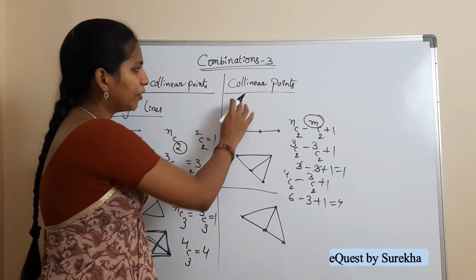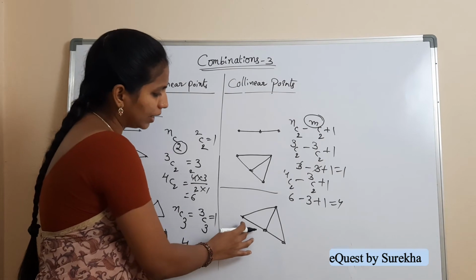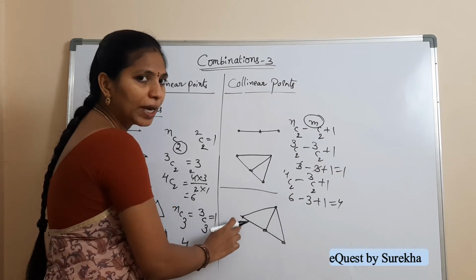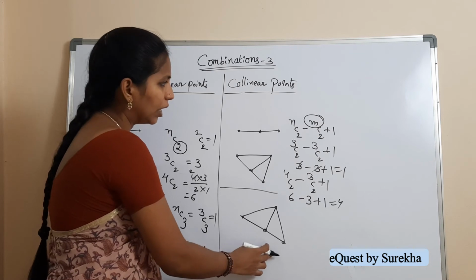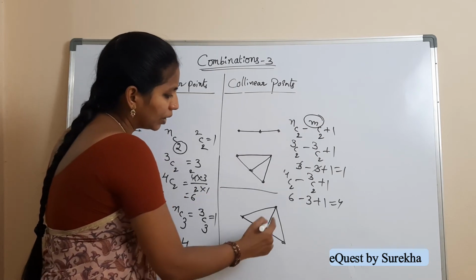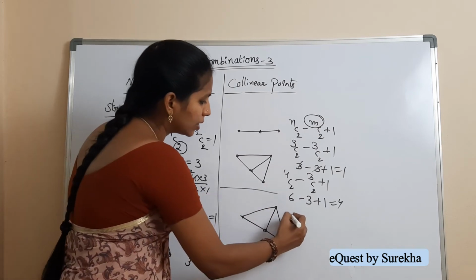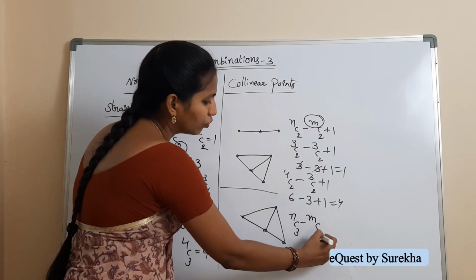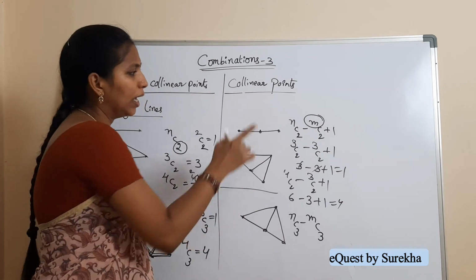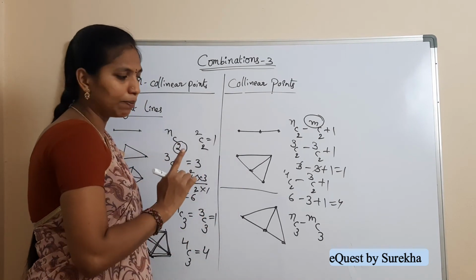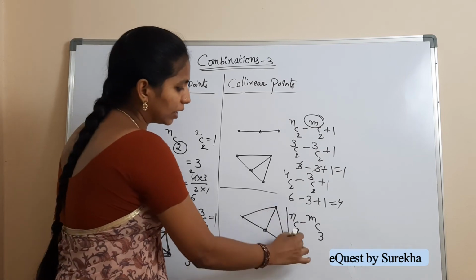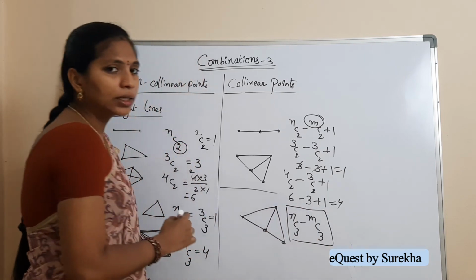Now see the concept of collinear points for the number of triangles. Here totally there are 4 points and among these 4 points, 3 points are collinear. What is the formula to find triangles? NC3 minus MC3. There is no plus 1. In the concept of straight lines, there is a plus 1, but in the concept of triangles, there is no plus 1. Remember that.